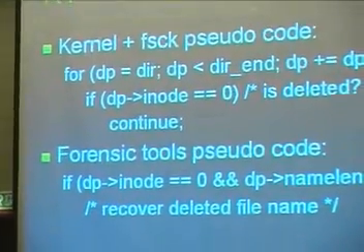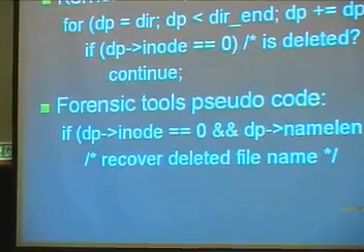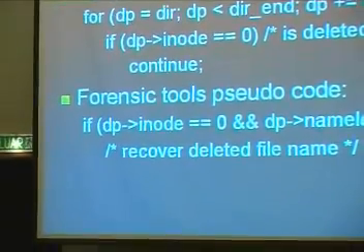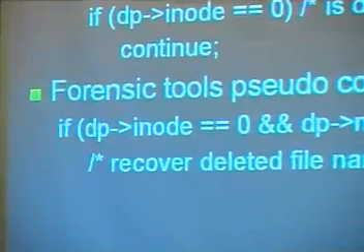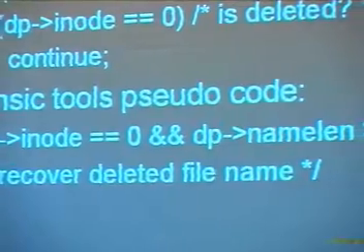Forensics tools, on the other hand, are quite interested in deleted directory entries. However, they will have a check that looks like this. So they'll make sure that the inode value is 0, and then they'll check that the name length actually exists. So no points for figuring out how we bypass that check.